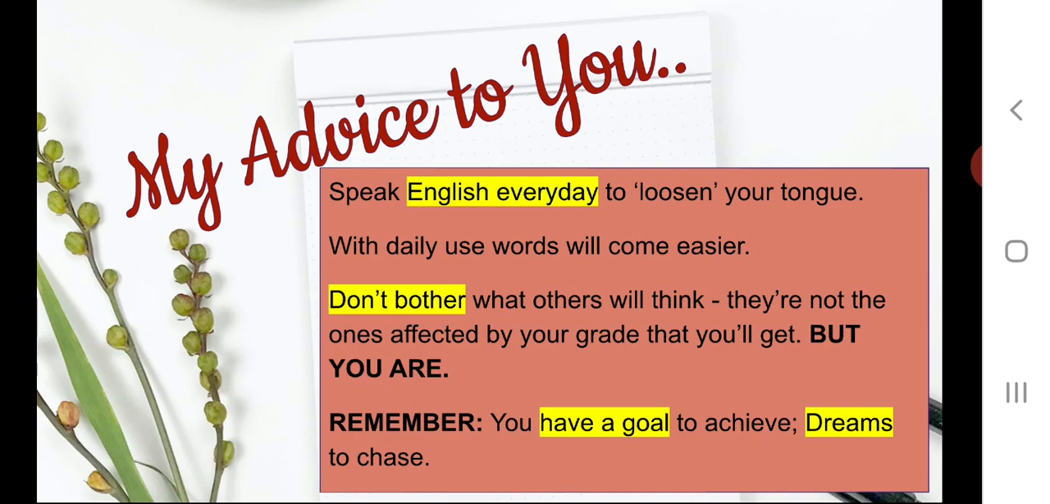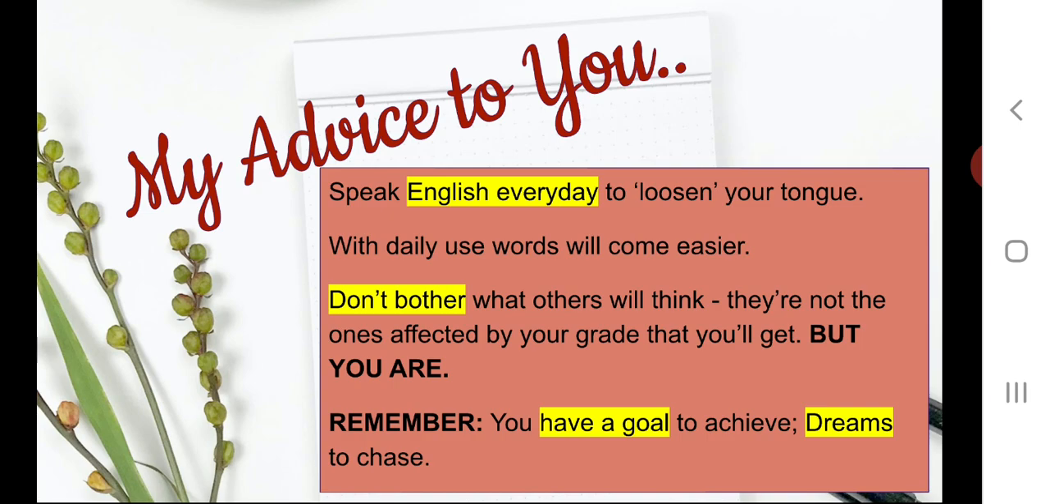Please speak English every day to loosen your tongue. In the previous lessons and slides that I have posted to you earlier, I have given you the dates of your test and also the duration of time left that you have. You have approximately 7 more weeks to go to prepare yourself before the speaking test. So you need to speak the language every day to loosen your tongue, so that English words will come easier.